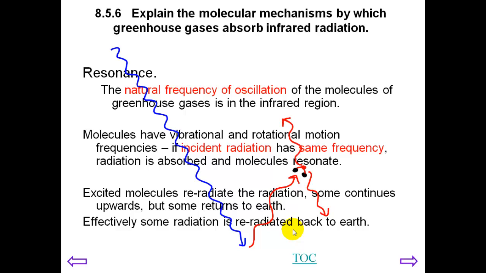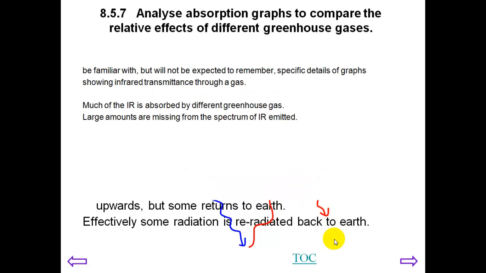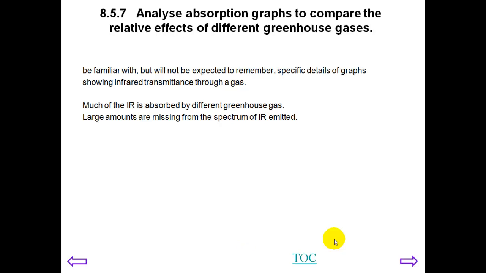So these are the molecules which are absorbing this radiation. Some will be re-emitted that way, some will be re-emitted this way. So the light which lands on the Earth gets absorbed, gets re-radiated, not reflected, but re-radiated towards this molecule, and then that will be re-radiated back to the Earth again. So the more carbon dioxide, the more water and so on, the more greenhouse gases, the more of the radiation will be re-radiated back to Earth. So we have to look at absorption graphs to compare the relative effects of different greenhouse gases.